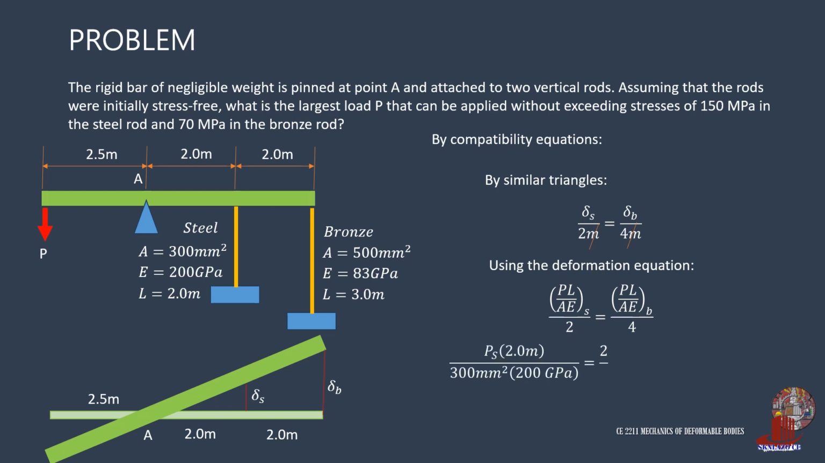P of S times length of 2 meters all over the steel area of 300 square millimeters times 200 GPa is equal to 2/4 of the load of bronze times 3 meters length all over 500 square millimeter area with 83 gigapascal. Note that units cancel out with each other, leaving P of S as equal to 90 upon 83 of P of B. This is then the second equation.